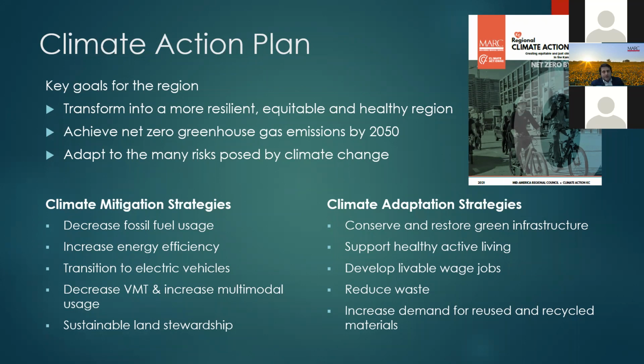The top three bullets here really include strategies related to our vehicle fleet: decreasing fossil fuel usage, increasing energy efficiency, and transitioning to electric vehicles. We also have strategies calling for a decrease in vehicle miles traveled, and hopefully increasing our multimodal usage. Much of this can be achieved by improving our stewardship and land use patterns around our key activity centers and corridors, particularly those served by our transit services. The plan also lists a number of strategies to adapt to impacts of climate change in our region.